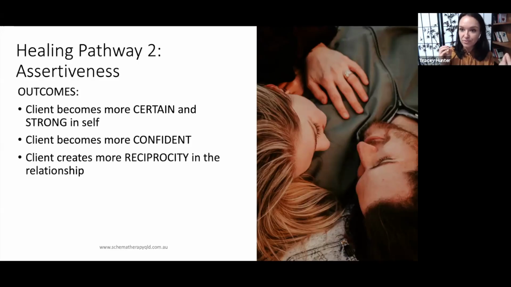And your client will feel good because they are actually creating more reciprocity in the relationship. They're starting to feel like, oh, he or she is starting to listen, and they are starting to take on board, you know, I said it's not okay for you to yell at me like that, and my partner is really taking that on board, and I'm starting to see a shift.